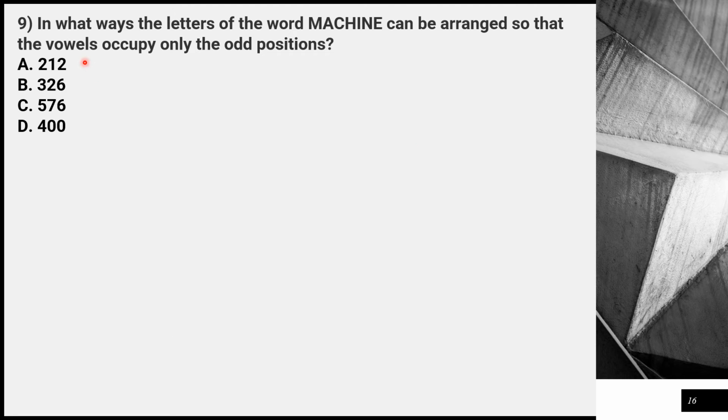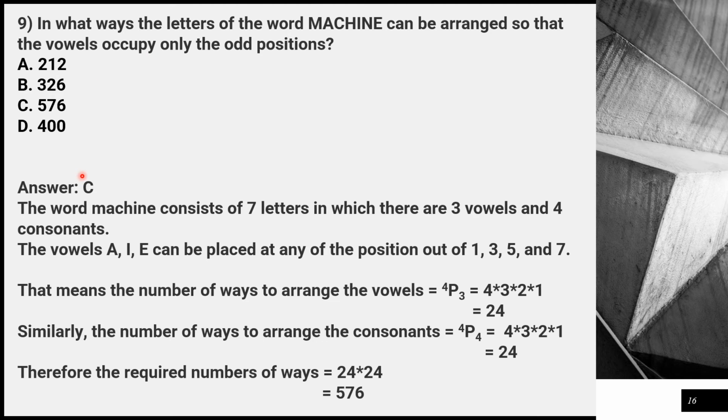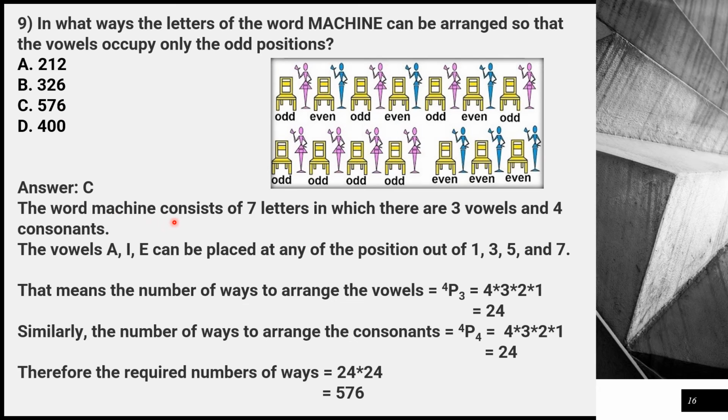So the next question is, in how many ways can the letters of the word MACHINE be arranged so that the vowels occupy only the odd positions? So here are the options. I'll explain it. The answer is C, 576. Here you can see I have taken an example. The word MACHINE contains 7 letters, right? In which there are 3 vowels, A, I, E, right? And 4 consonants, M, C, H, N, right?